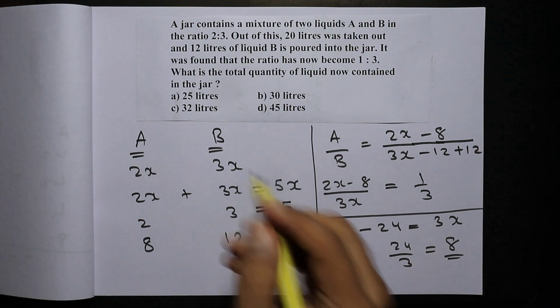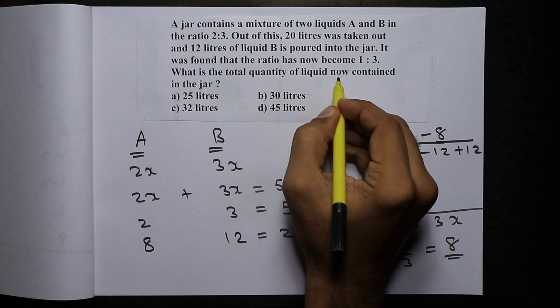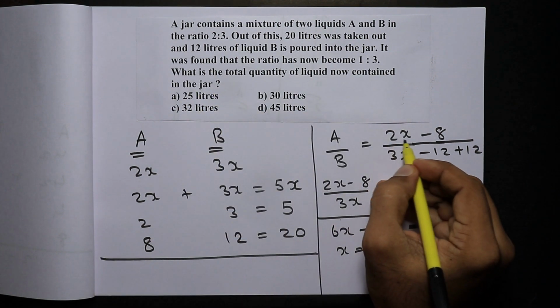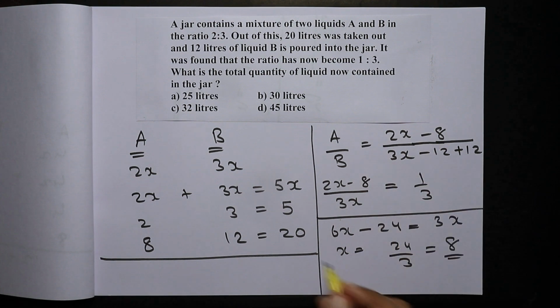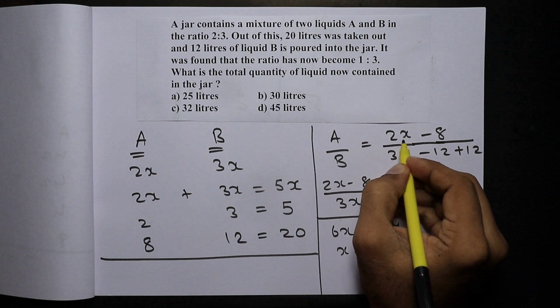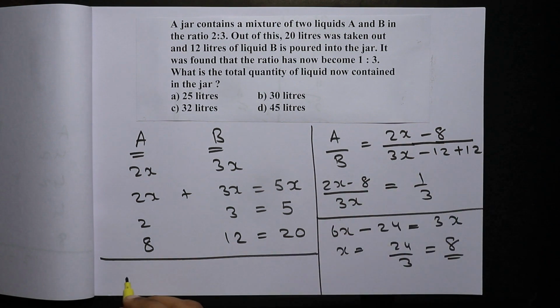Now what is the total quantity of liquid now contained in the jar. A is 2x minus 8, where x is equal to 8. So 2x is 16, 16 minus 8 is 8. So the quantity of A is 8.